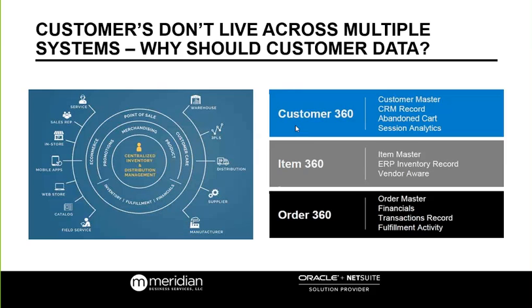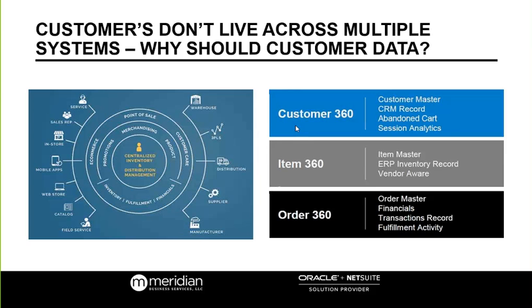The second one is the item 360. So the item record flows throughout, not having to have a separate PIM, a product information management system, to manage that product data. So if a sales rep is in there and talking to a customer, they are able to see the items that customer and the item data regarding that item as well, right out of the same system, and that's driving what's on the website as well.